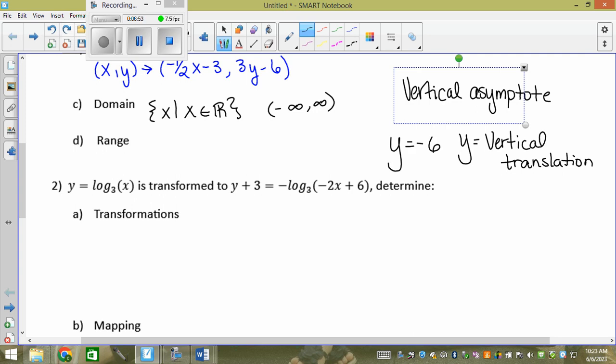Now what makes it greater than -6 or less than -6? A reflection in the x-axis. Is there a reflection in the x-axis? Is there a reflection with the y? No, there's no reflection with the y. So what's my range going to be? Greater than -6.